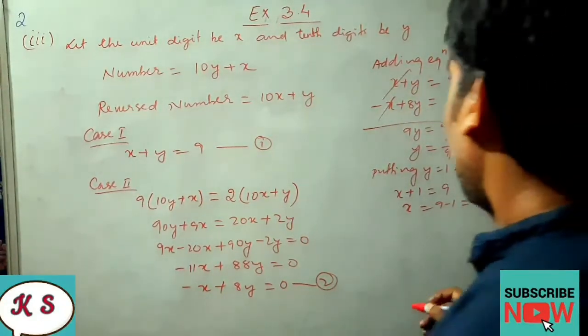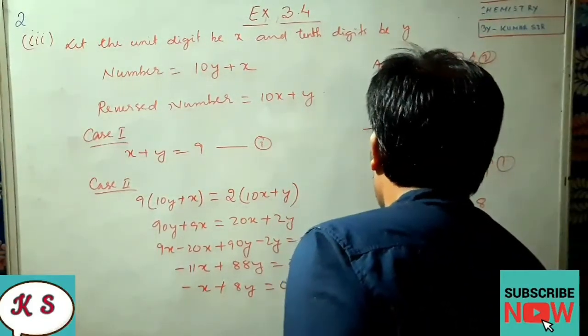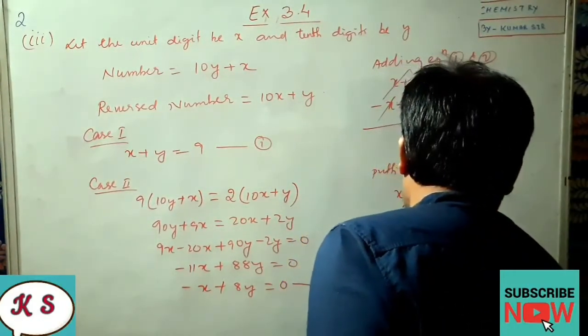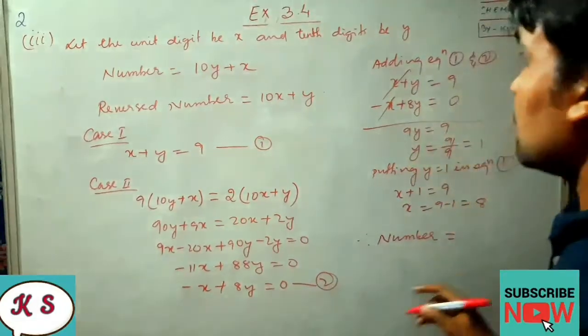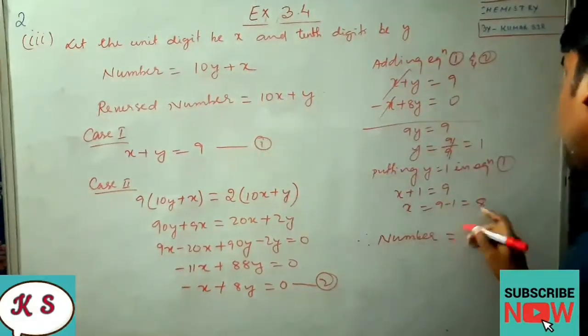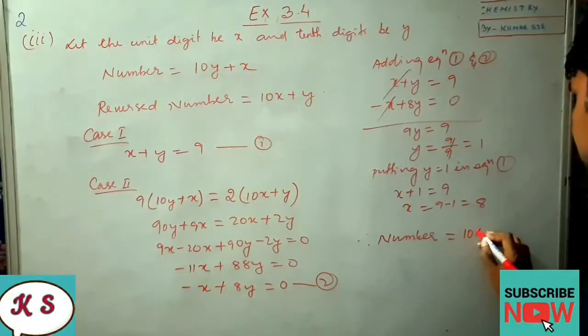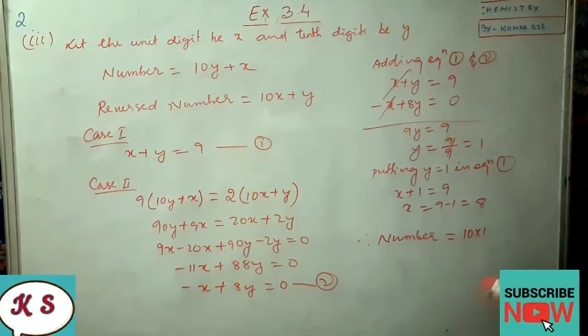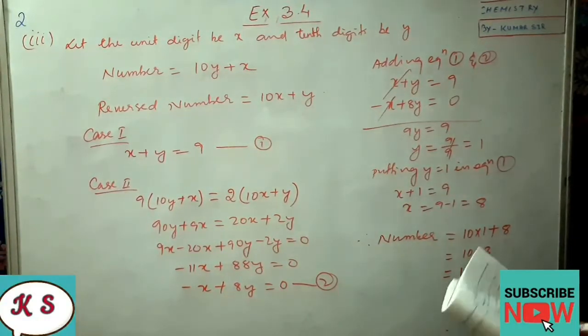Okay. So we'll write, therefore, number equal to, what will be the number? Number equal to 10y plus x. Y value is how much? 1. So 10 into 1. And what is the x value we got? 8. So we'll get here 10 into 1, 10 plus 8, which is equal to 18. So our number is what? 18. Got it? The required number here we got is 18.